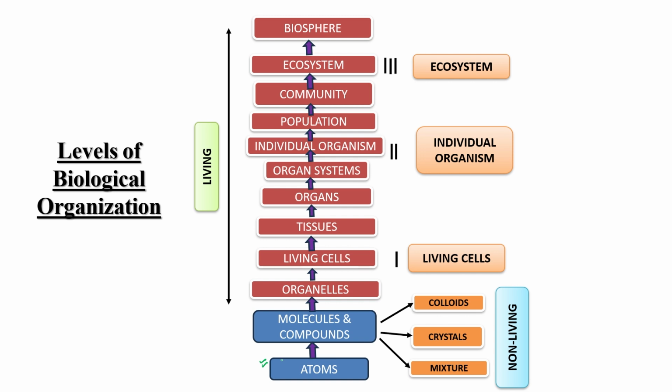Then with the combination of atoms, different kinds of molecules, or we can say compounds, are formed. Different types of compounds may be colloidal type, crystal type, or mixture type, but these atoms and molecules are in the non-living category. They do not have any living characteristic which is required for a living system.